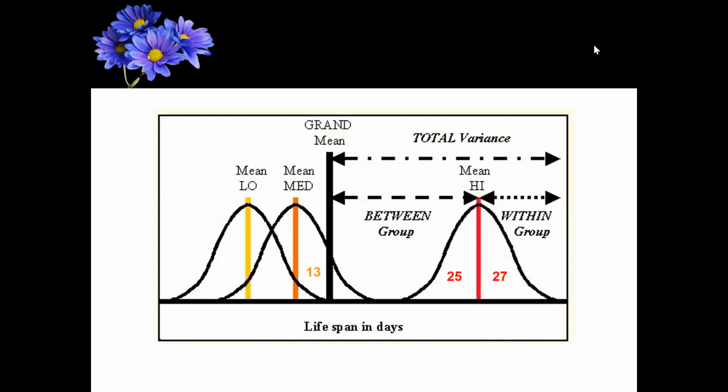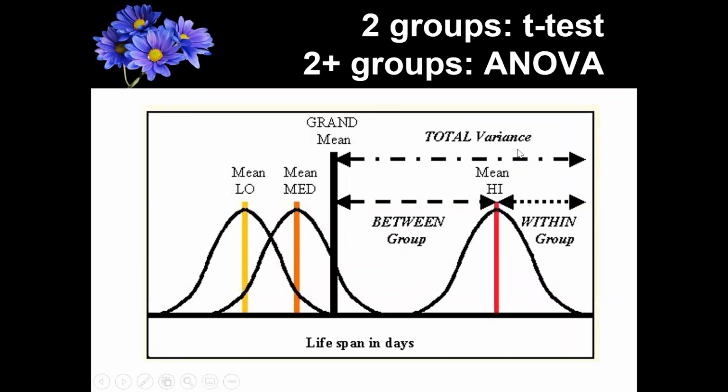Okay, so moving on, let's talk about ANOVAs. Whenever you have more than two conditions, you're going to run an ANOVA. When you only have two conditions, you're going to run a t-test. Right?